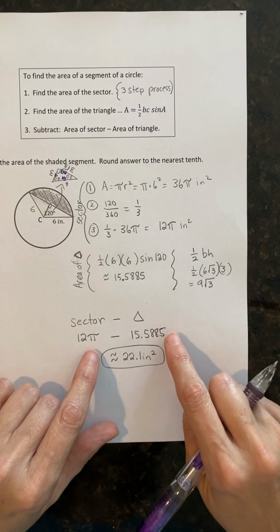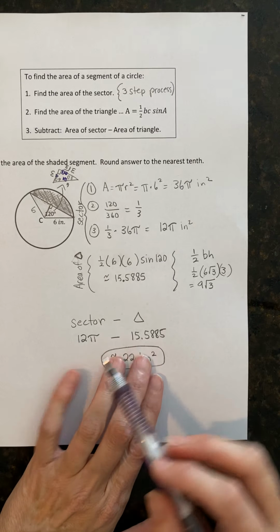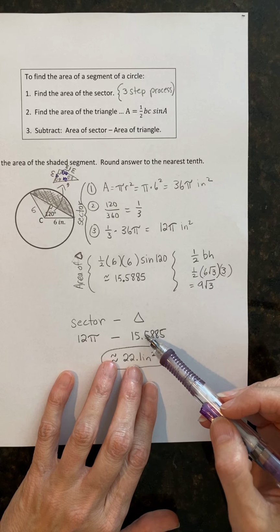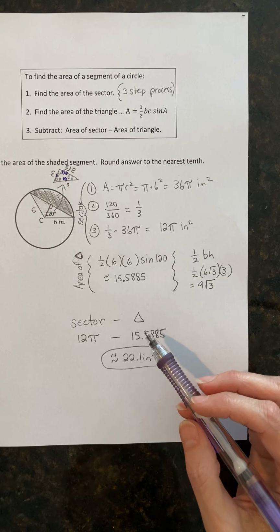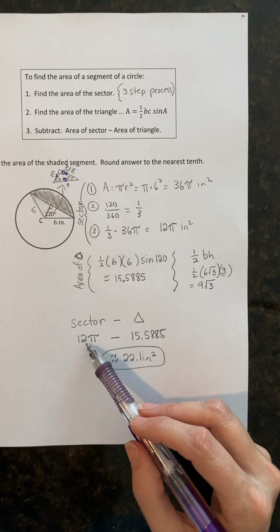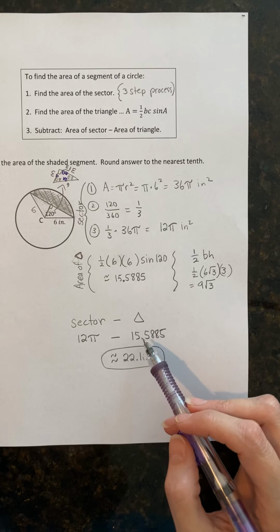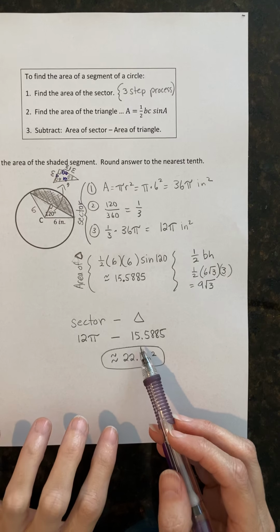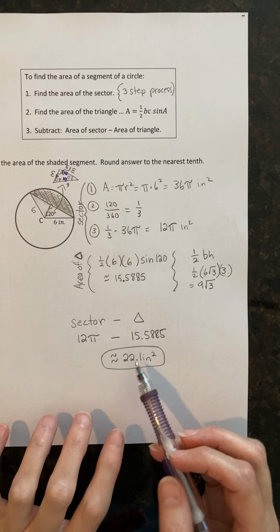In our book, I think it leaves the answer like this. It would leave it 12 pi minus 9 radical 3. I think that's how the book leaves that answer. But I like this answer better.